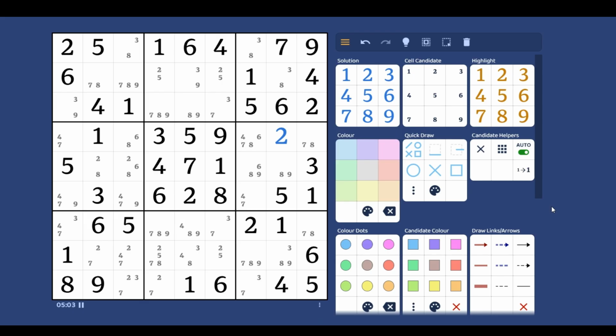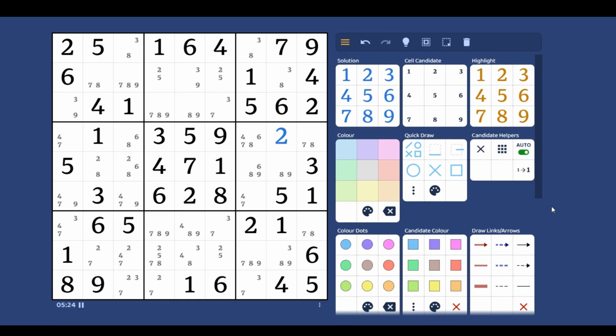3D Medusa is essentially when we extend coloring into a multi-digit technique, which allows us to drop that single-digit constraint, the final constraint in simple coloring. And it allows us to make use of strong links between different digits in the same cell instead of just using strong links between the same digit in different cells.